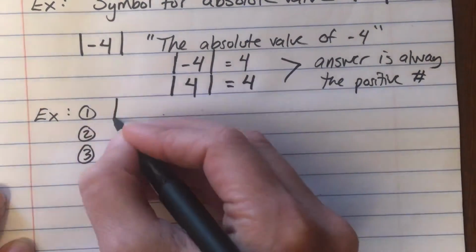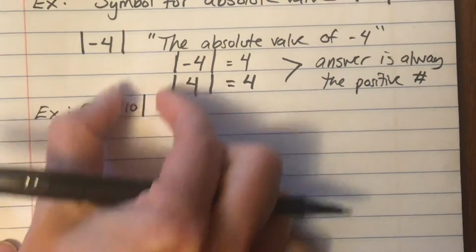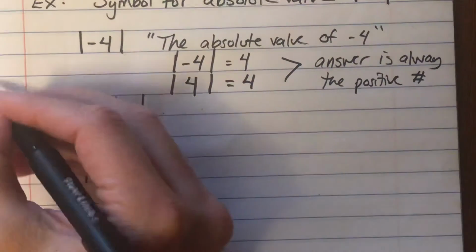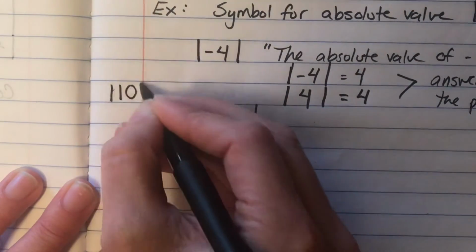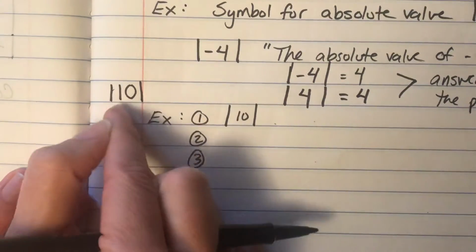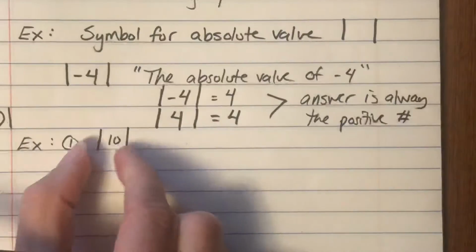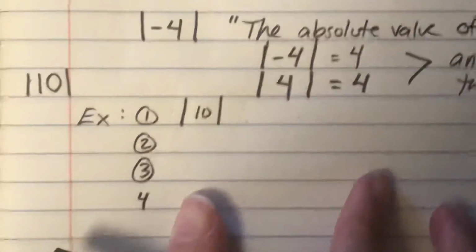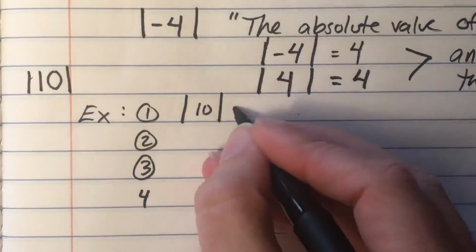All right, let's say, what would the absolute value of 10 be? And so notice again how I'm making these bars really big. What you don't want to do is write absolute value of 10 like that, because that looks like 1,101. You want to make sure that the bars are much bigger than the number that's going to be inside of your absolute value bar. So we would say the absolute value of 10.